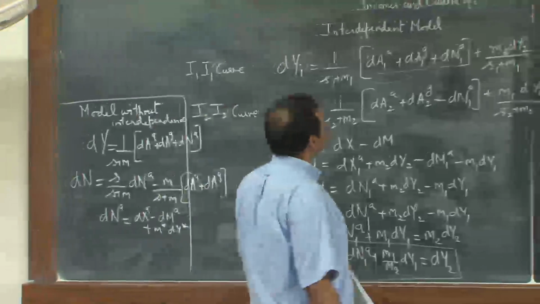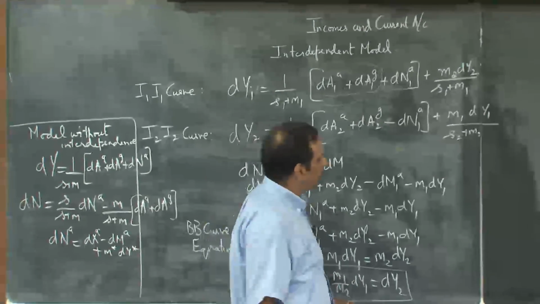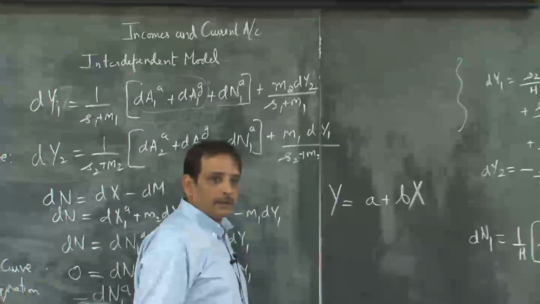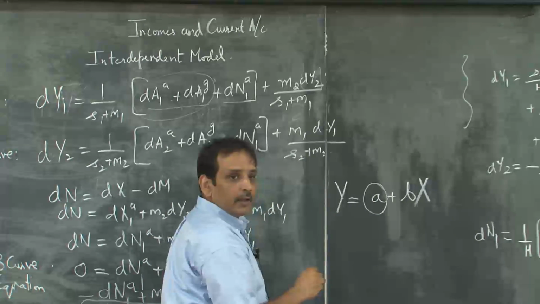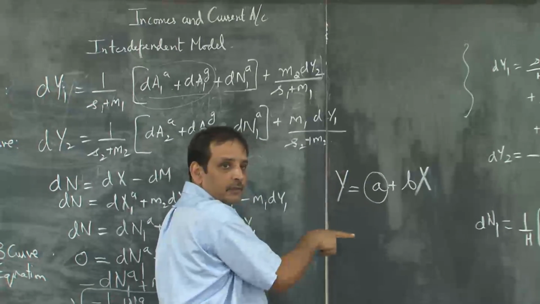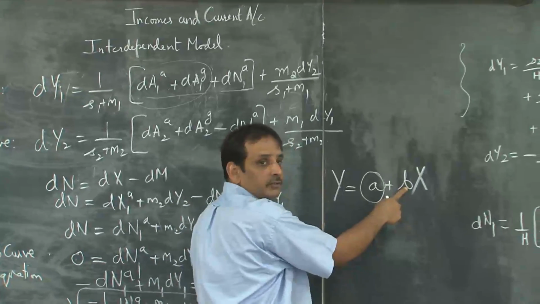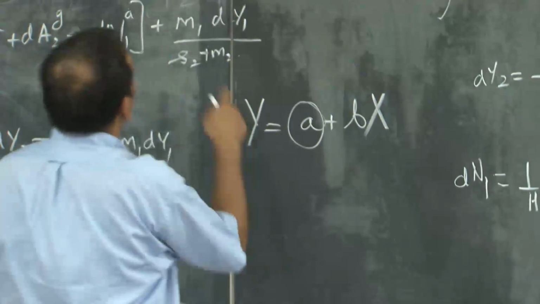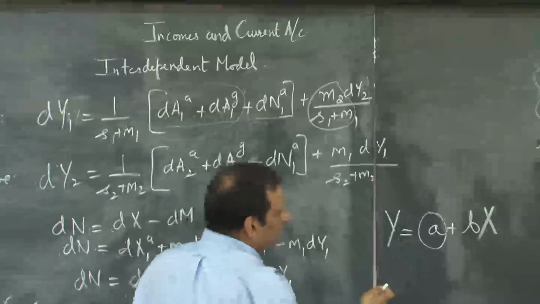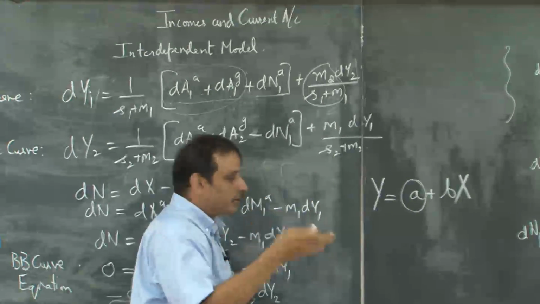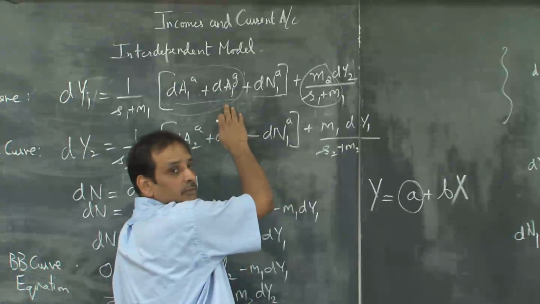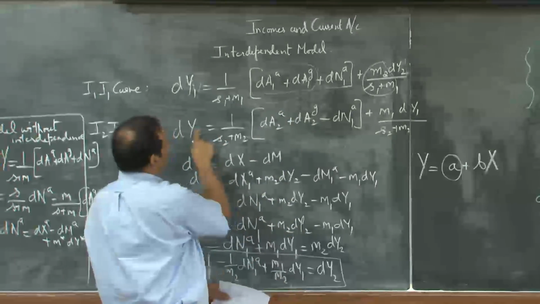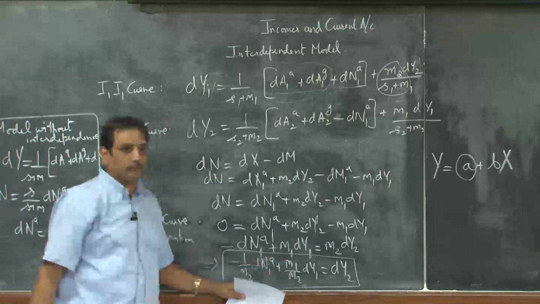Please recall that for an equation of a straight line, you have a plus bx. So if there is a change in a, it means that the curve will shift, and if b changes, you move along the curve. If this had changed, you would have moved along the curve and the slope would have changed, but here the intercept changes. And the second equation doesn't have dA1A and dA1G.